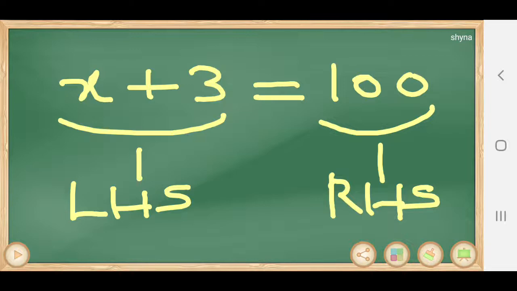LHS should be equal to RHS. We have to find the value of the variable in such a way that LHS should be equal to RHS. If both are not equal, that is not the correct solution. That means we have to find the value of the variable in such a way that LHS should be equal to RHS. Now we can study how to solve the equations, linear equations.